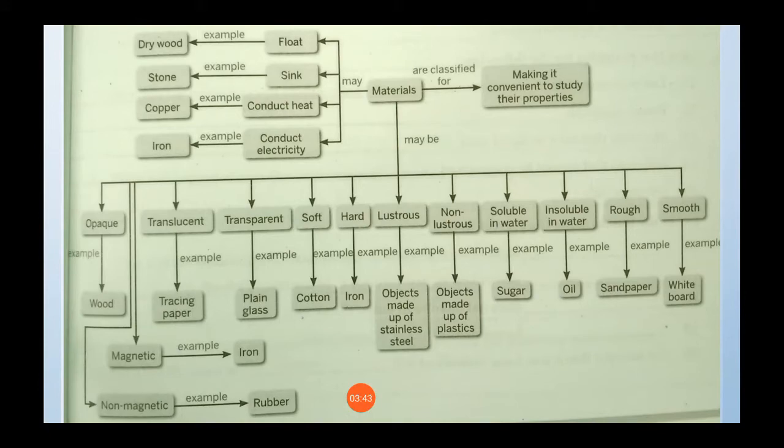And then here they mention float and sink: which materials can float and which will sink when you put them in the water, right? And the materials which can conduct heat and electricity, that is not part of the chapter, but I am going to give you some hint about heat. What materials can conduct heat, and what materials can conduct electricity. So these are all the mind map of the entire unit.